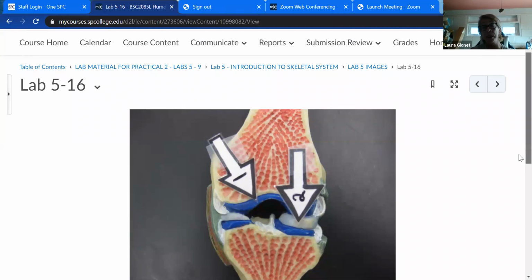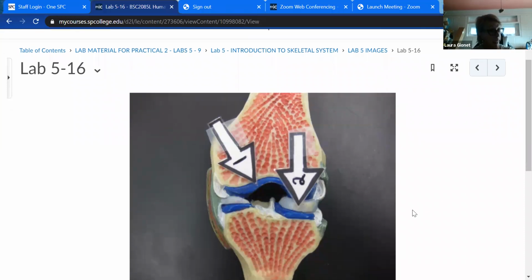All right, this happens to be a knee joint. We'll look at it now, and we'll look at it later also when we look at joints. Here we have two bones that come together. This is a femur, this is a tibia, right? But we'll get to that in the appendicular skeleton.